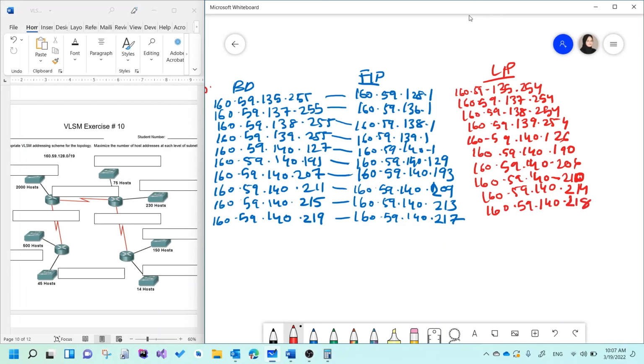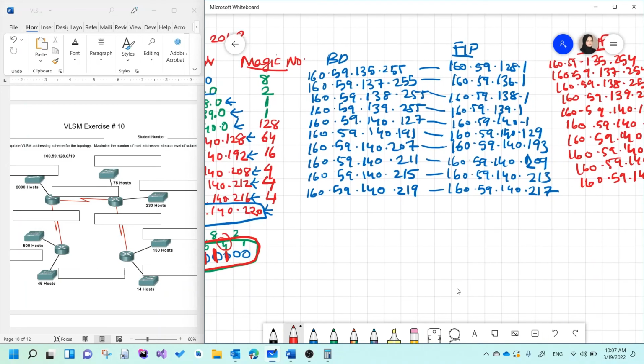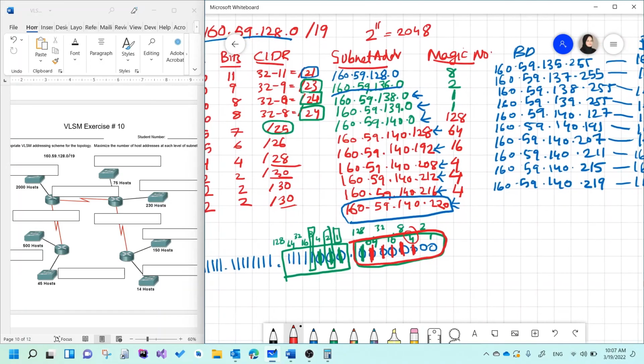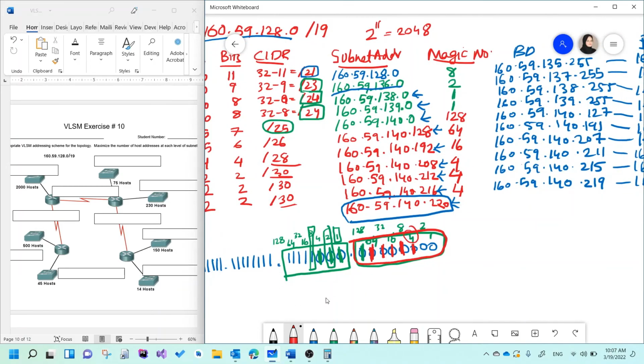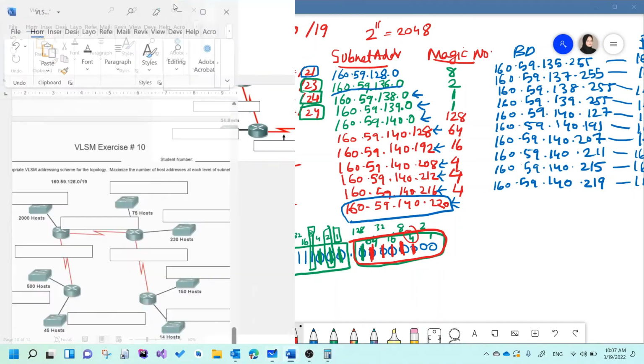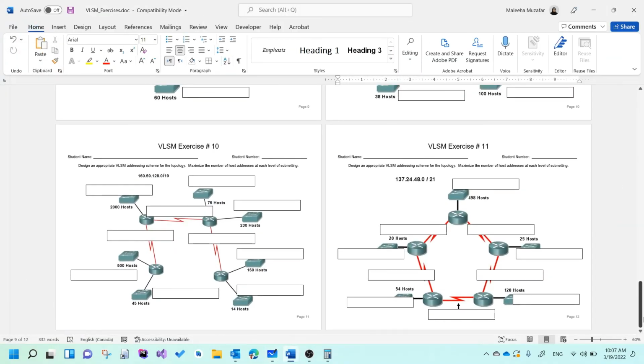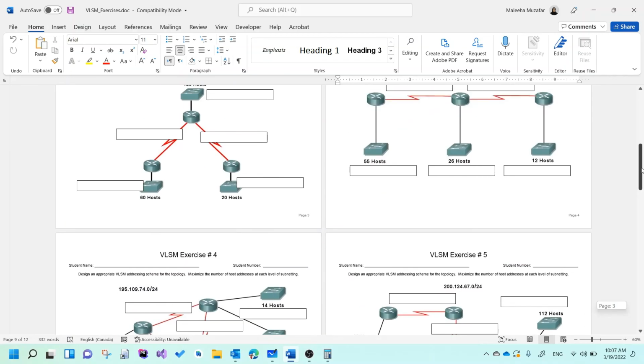Okay, so this is how you would solve it. The only thing that's different is basically finding the magic number based on the subnet and where the last one is in the subnet mask and the binary converted subnet mask. And basically that's how you would solve it. Let me know if you have any questions. Try to practice all of these questions in the VLSM exercise. They're a very good example of what you will see in the exam.